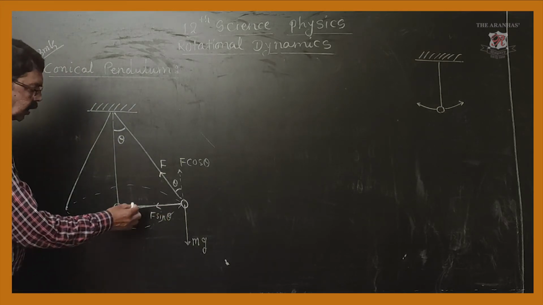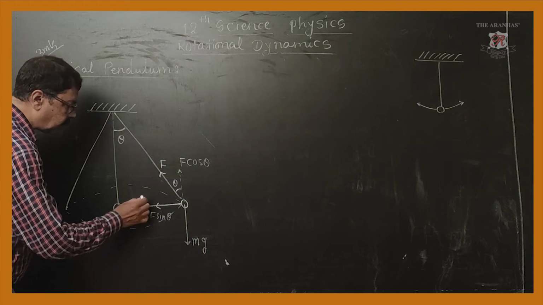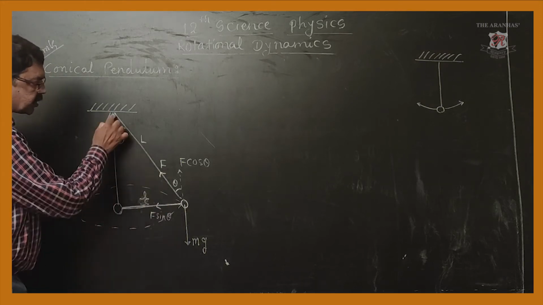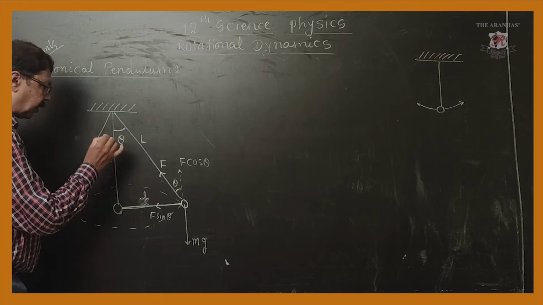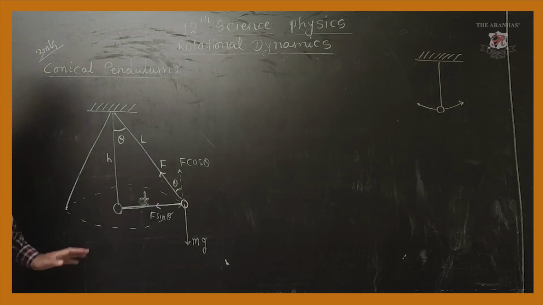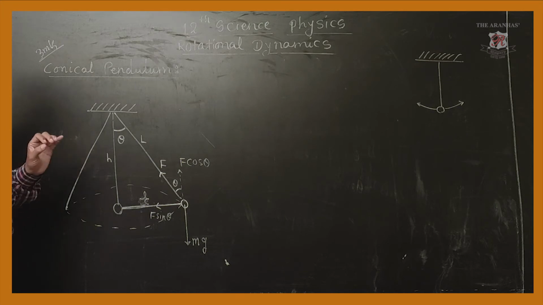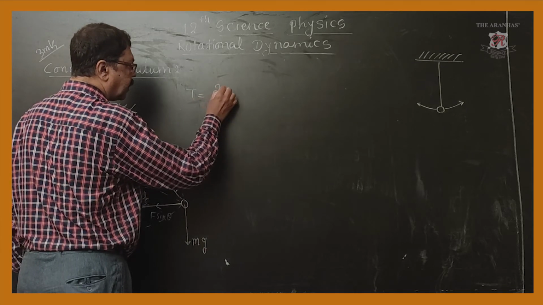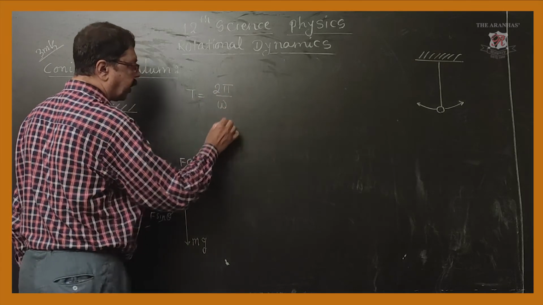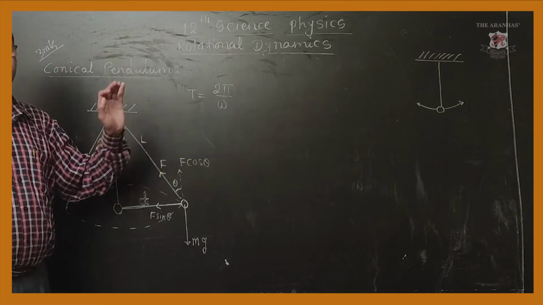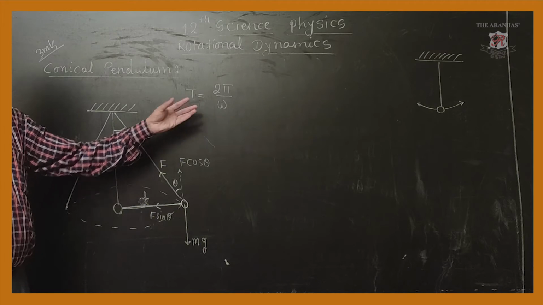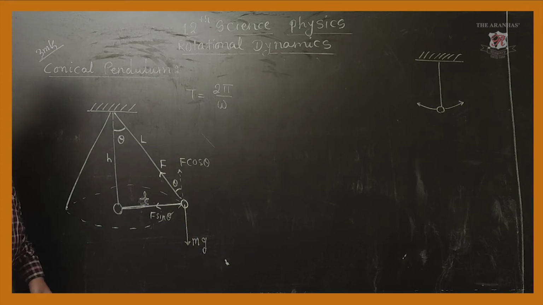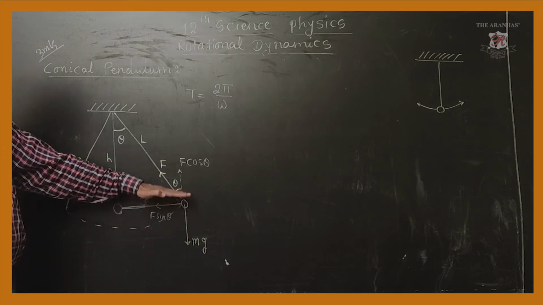What are the terms used? Let R be the radius of the circle, this one. Let L be the length of this string and H be the height. Now, we want to find out the periodic time. How is periodic time related to angular velocity? It is T equal to 2 pi upon omega. I will get the value of T if I find out omega, and that I am going to find out from this particular diagram. It is very simple. The bob is at a certain level, so upward force equals downward force.